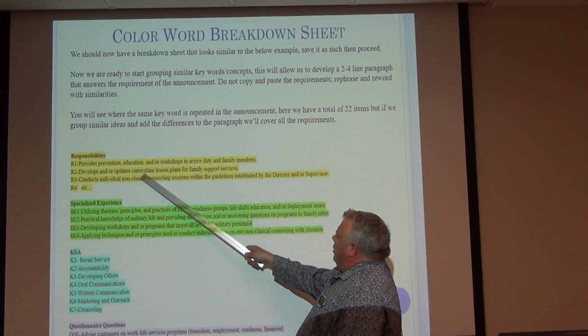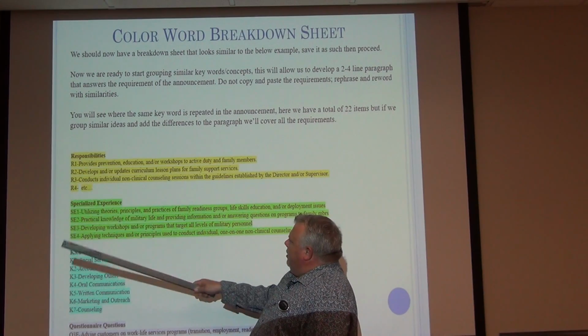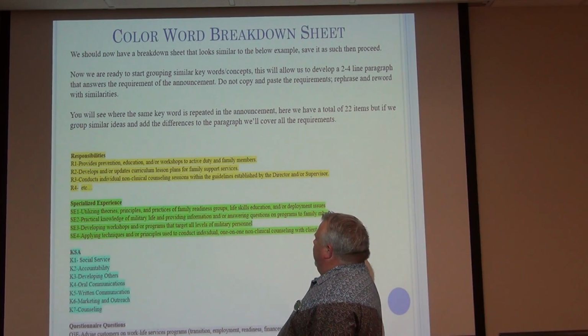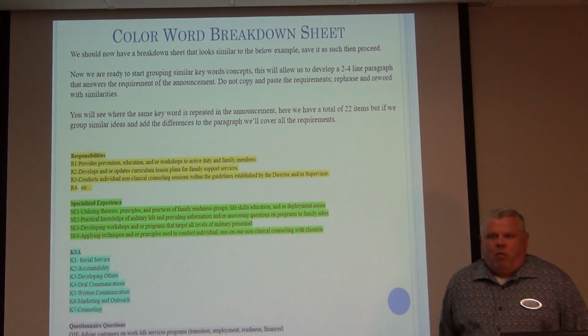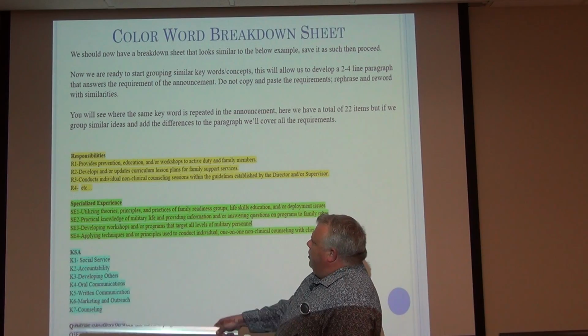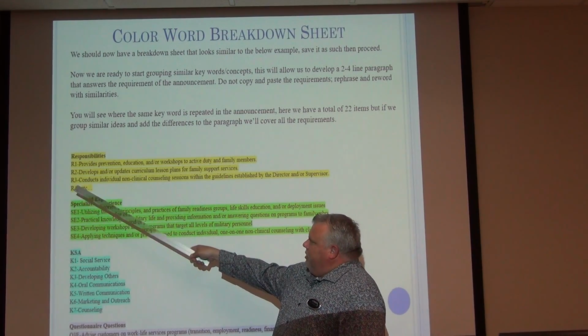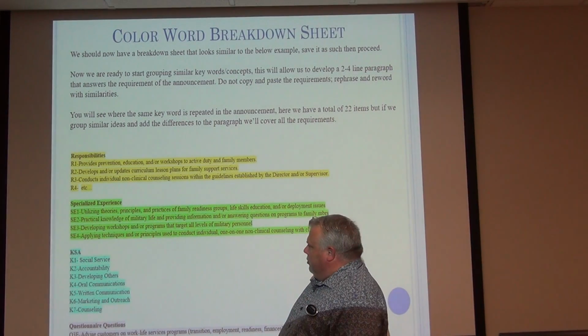and or updates, curriculum, lesson plans for family support services. Okay, so I can either pick develop or I can pick update lesson plans for support services. That's what I'm bolding. So then I come, let's say we've done all those. Now the 4 RTC means that there are more responsibilities. I just didn't want to put them on here so I could see them on the sheet.